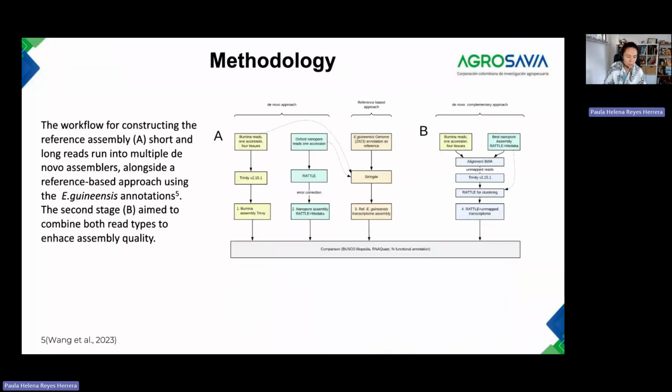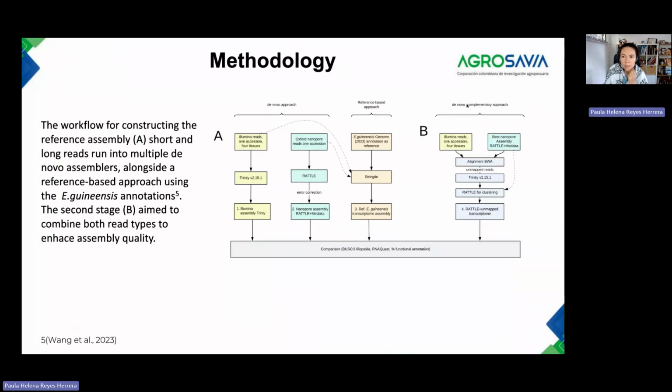Here's the methodology. The workflow for constructing the reference assembly: first, short and long reads were run through multiple de novo assemblers. Here we present the best option for each case. For the nanopore reads, we also have an error correction step. Alongside, a reference-based approach using gene annotation was used, integrating both short and long reads.